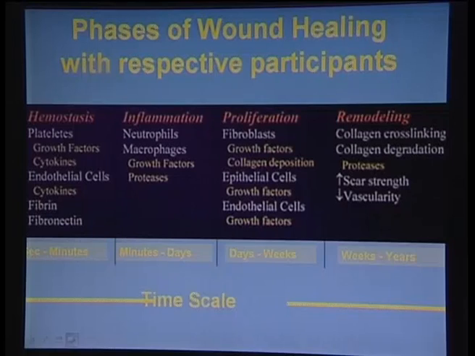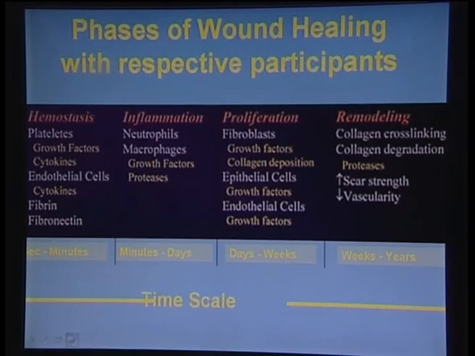So, the first one is hemostasis. Here the platelets, meaning blood platelets, take part. Then fibrin and fibronectin, these are proteins. So, fibronectin is a protein. Endothelial cells also take part, and cytokines, and platelets release growth factors and cytokines. That takes place from seconds to minutes. So, initially you have a wound, and within a few minutes this hemostasis phase takes place.